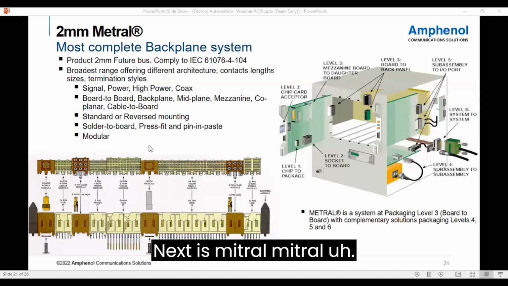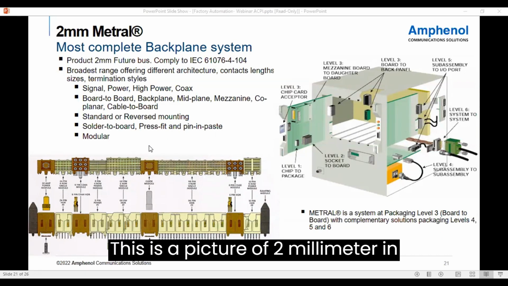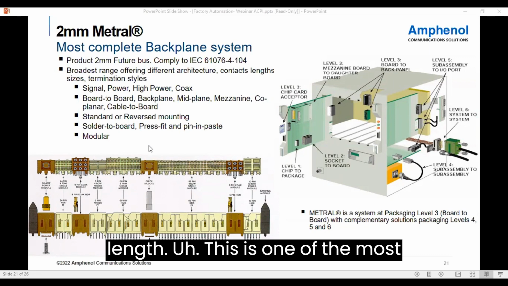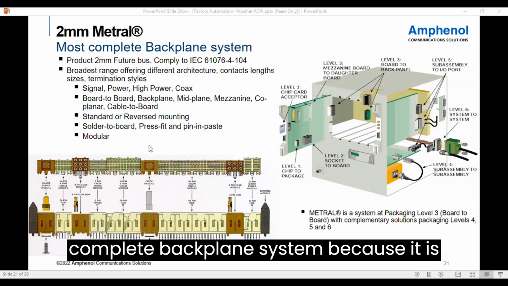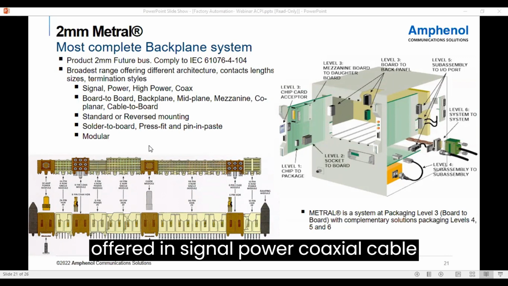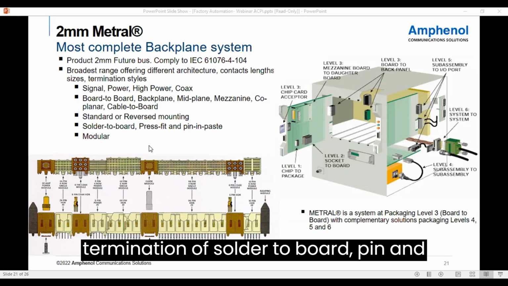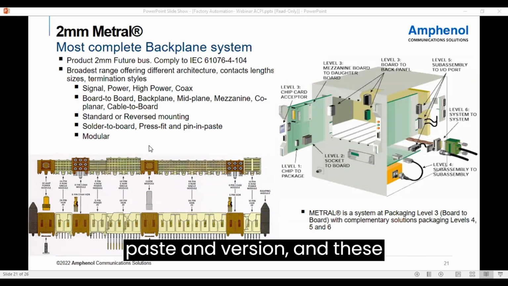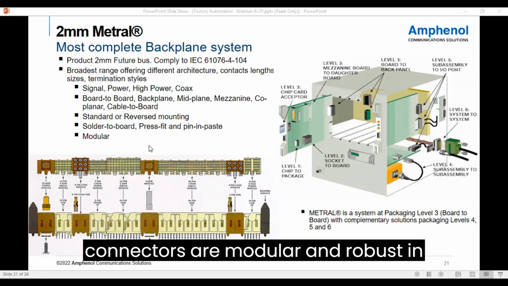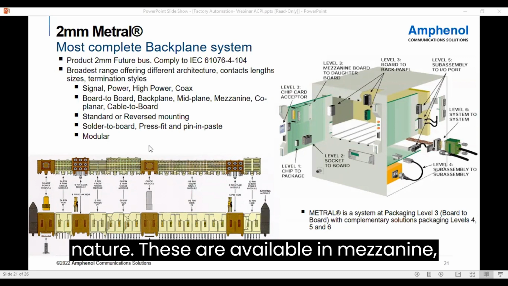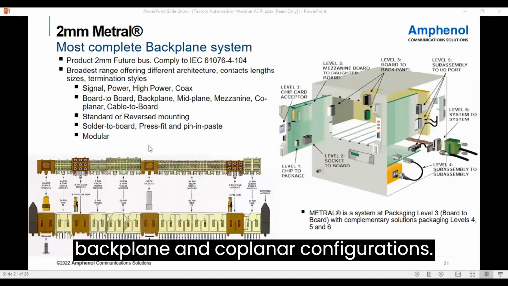Next is Metral. I told you that this is a connector having a pitch of 2 millimeter. This is one of the most complete backplane systems because it is offered in signal, power, coaxial, and cable versions. It is also available in solder to board, pin in paste, and press fit terminations. These connectors are modular and robust in nature, and are available in mezzanine, backplane, and coplanar configurations.